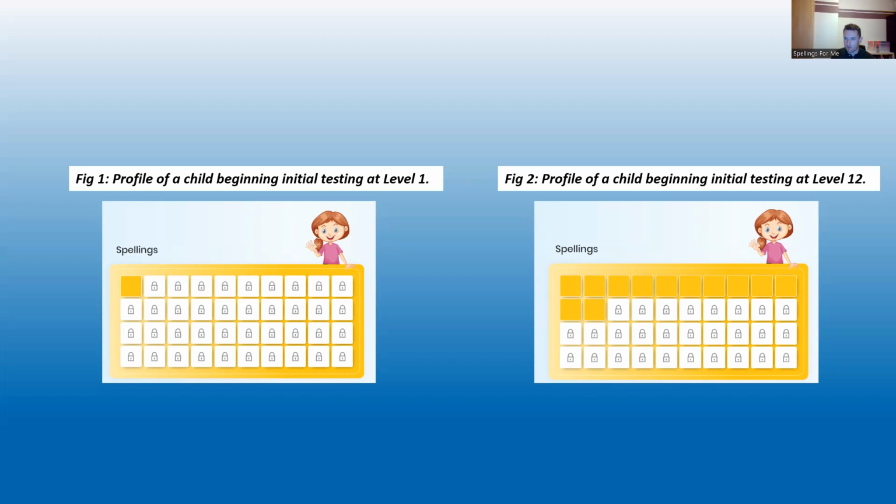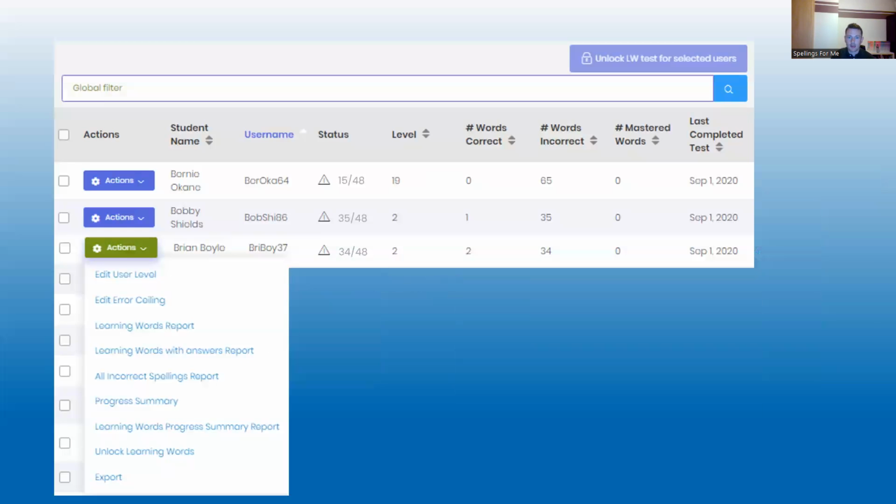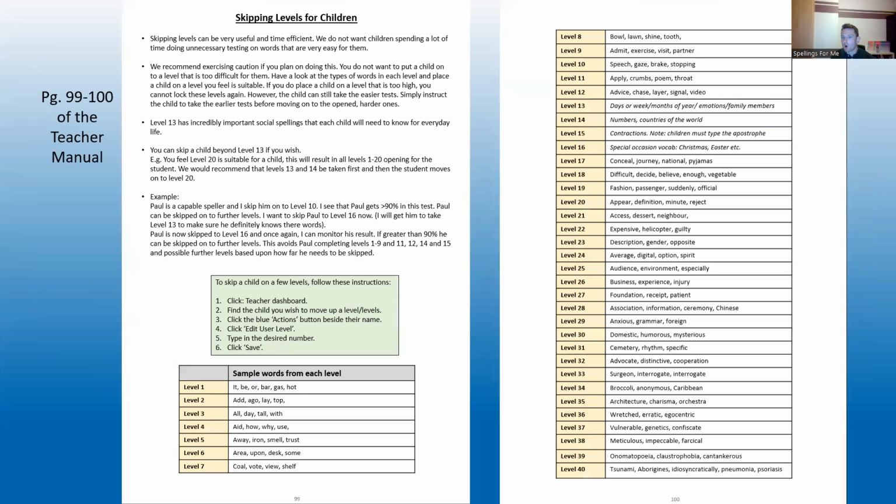So, for example, Paul is in your class. And let's go back to the words here. Paul is in your class, and you skip him on to level 20. So have a look at the words at level 20. And Paul goes in and takes level 20 of Spellings for Me, and he spells 98% of that test right. You might decide to skip him on to level 24 or 25 because initially you didn't skip him on far enough.